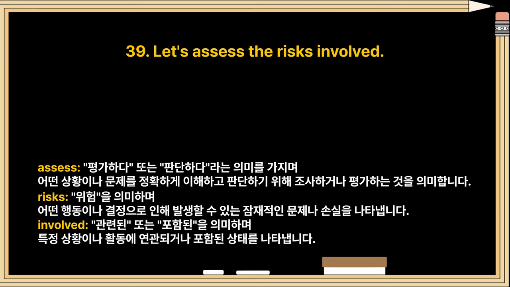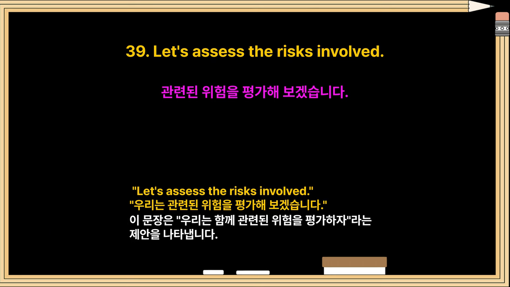Let's assess the risks involved. Let's assess the risks involved.